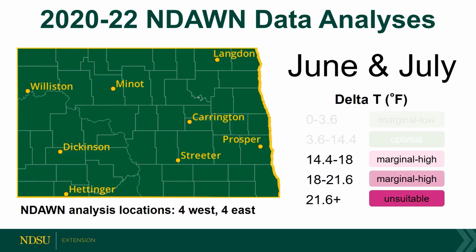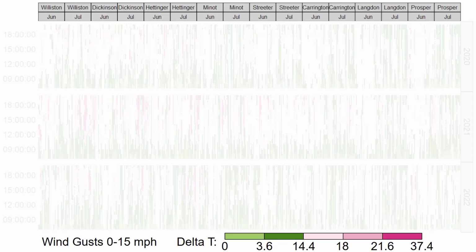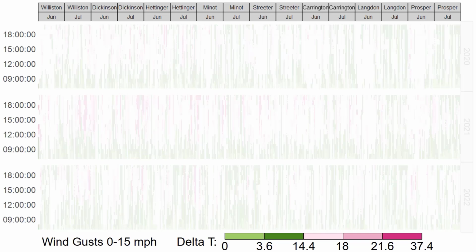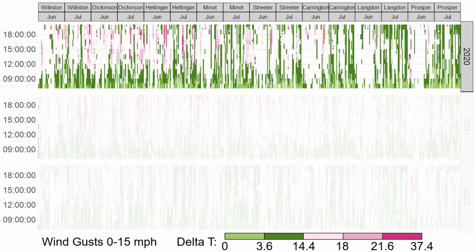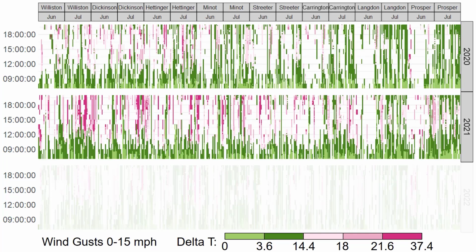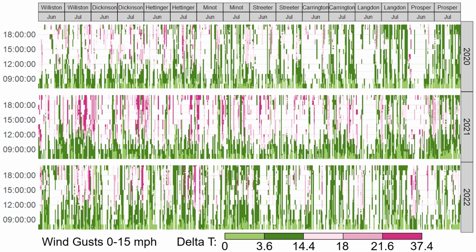Again, for the purposes of this talk, I'm interested primarily in elevated delta T. So when is delta T higher than optimum? The layout of this graph: this is assuming that winds are gusting 0 to 15 miles per hour, so it's conditions that should otherwise be suitable for spraying. The delta T is color-coded as explained on the last slide. From left to right, we're looking at the 8 different locations in both June and July. The vertical component of the figure, we have time of day from morning to evening, and we also have 3 different years, 2020 on top, 2021 in the middle, 2022 on the bottom.